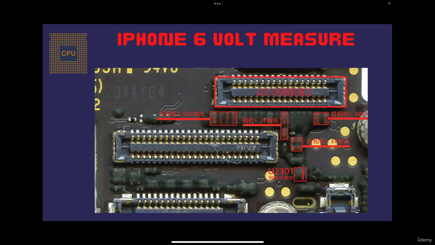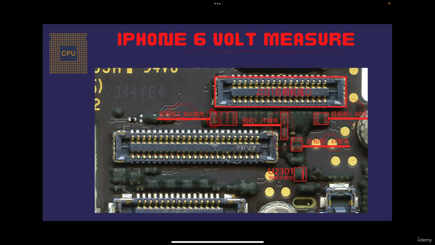iPhone voltmeter: how do we make the voltmeter measurement? As we can see here on the schematic, we can get 1.8 volt here. The schematic is telling us exactly how to measure the volt, like 2.85 volt. There is a capacitor here. We need to check 2.85 volt on the capacitor. We need to check 1.2 volt here. And this is how to work with the voltmeter.